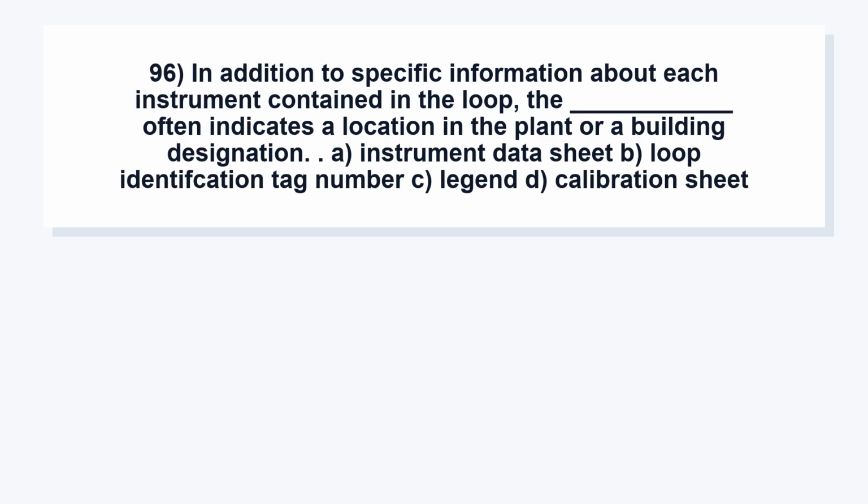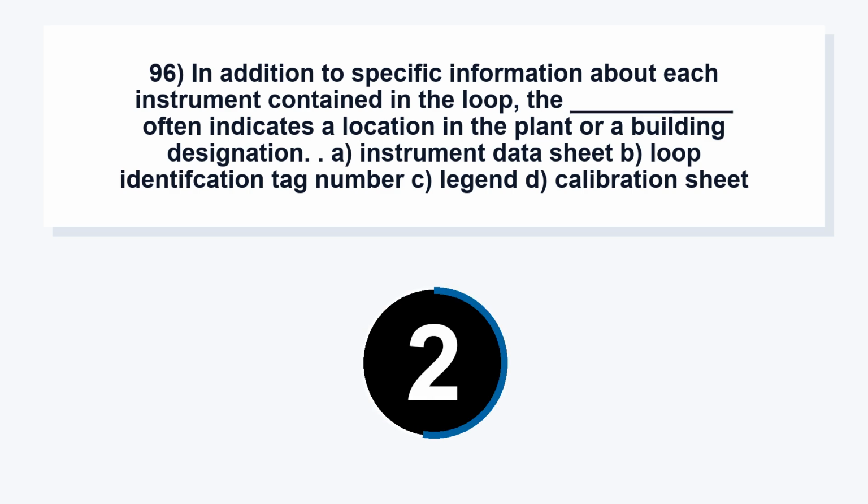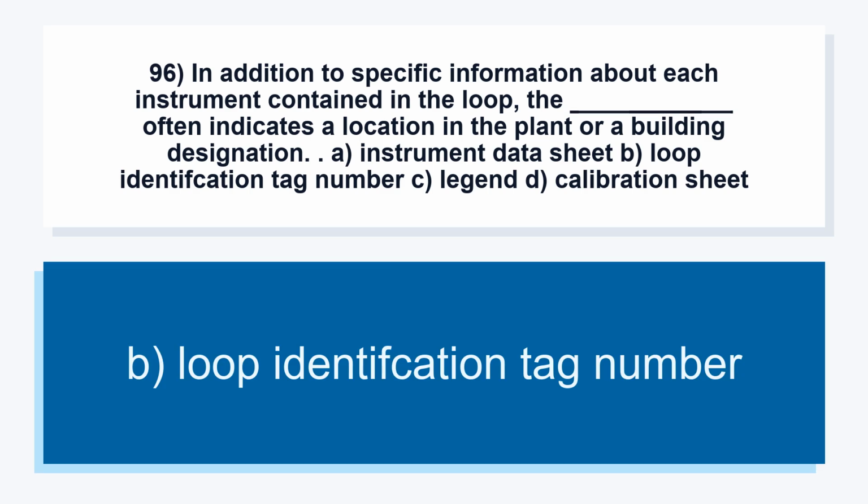96. In addition to specific information about each instrument contained in the loop, the blank often indicates a location in the plant or a building designation. A. Instrument data sheet. B. Loop identification tag number. C. Legend. D. Calibration sheet. B. Loop identification tag number.